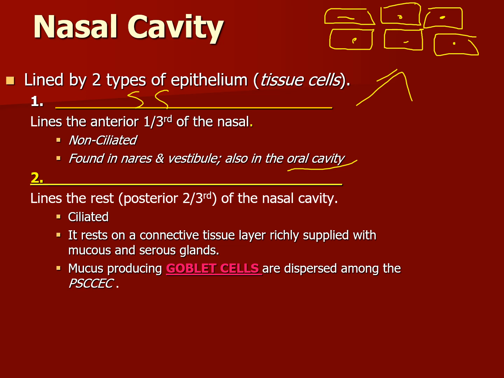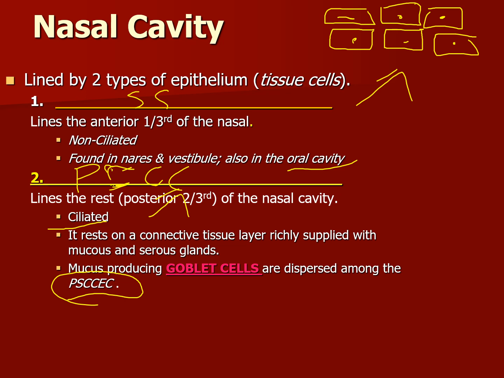When you're looking at PSCC, which is the second one, pseudostratified ciliated columnar, that is the two-thirds of the nasal cavity. This one has cilia, hence the ciliated part. It rests on the connective tissue layer supplied with mucus and serous glands. So it has mucus and serous glands. Mucus-producing goblet cells are dispersed among the pseudostratified ciliated epithelium cells. And so when we're looking at this, it has a bunch of mucus.